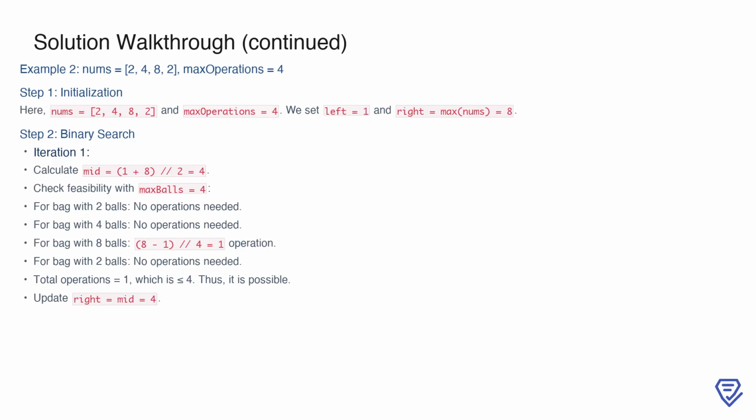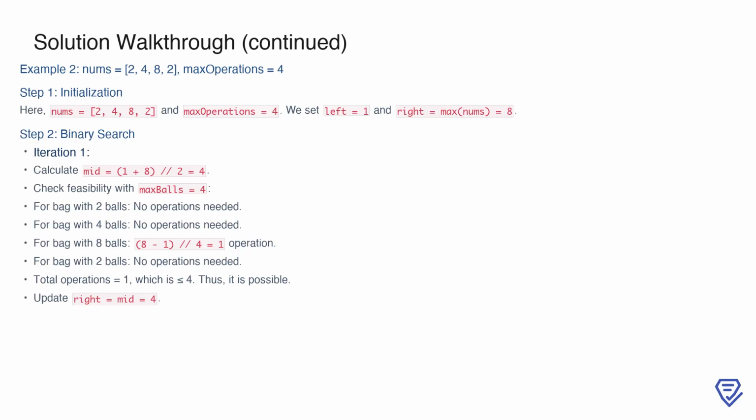Now, let's consider a more complex example with multiple bags, 2, 4, 8, 2, and a maximum of 4 operations allowed. Again, we use binary search to find the minimum limit. The range starts with left at 1 and right at 8, the maximum number of balls in any bag. In the first iteration, we calculate mid as 4.